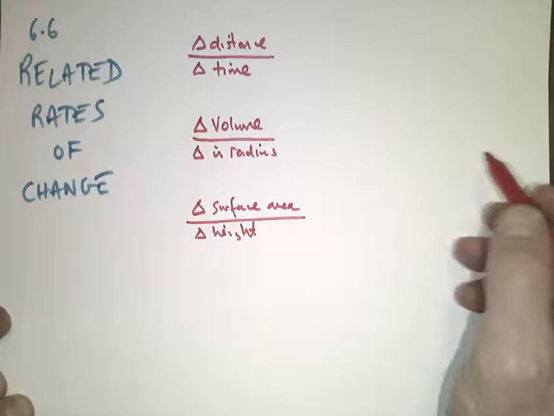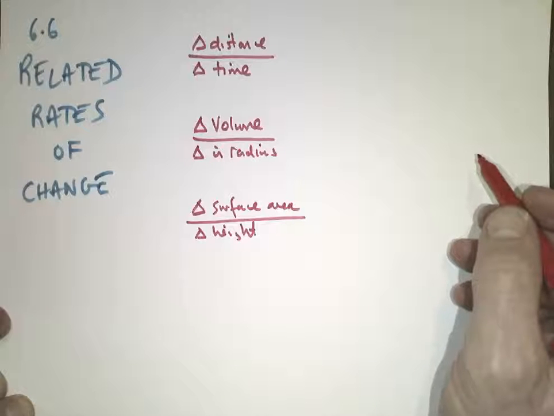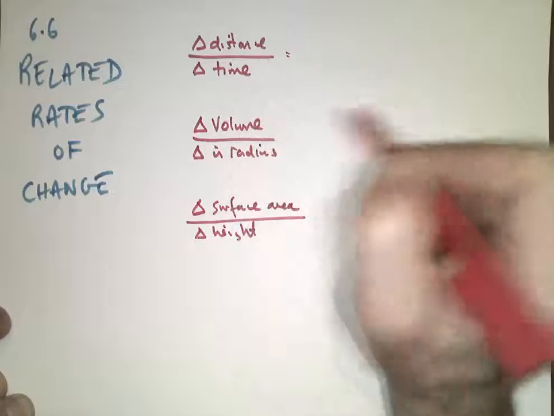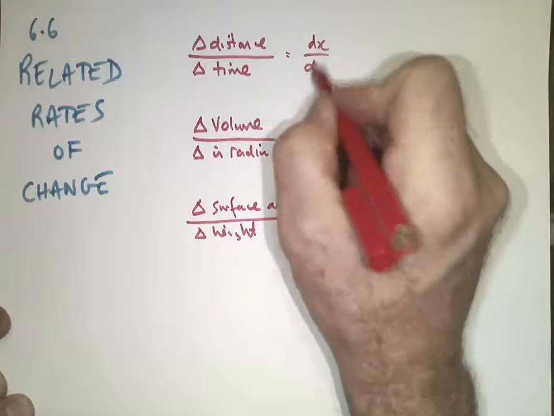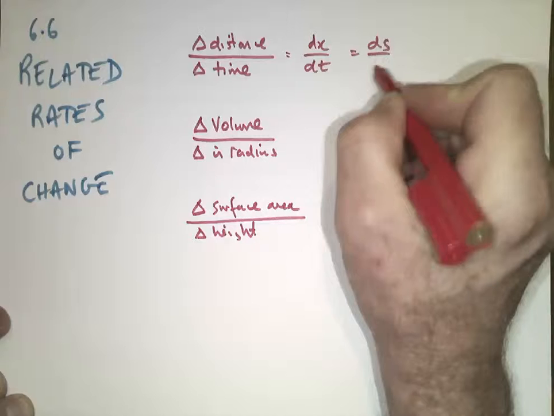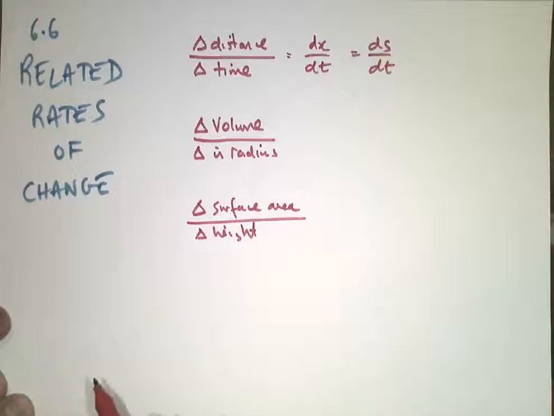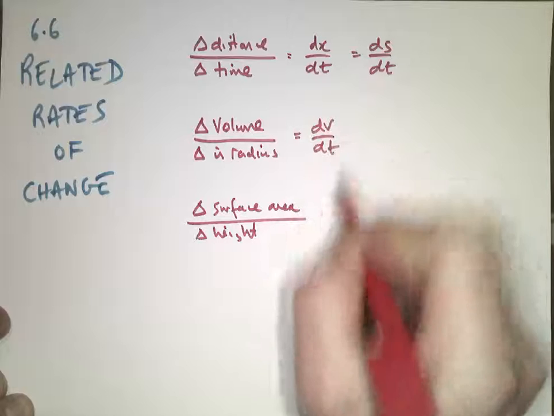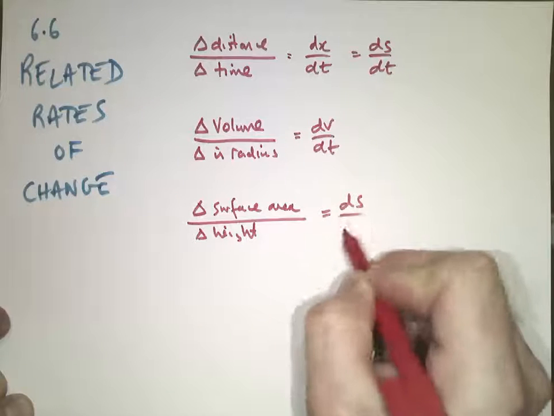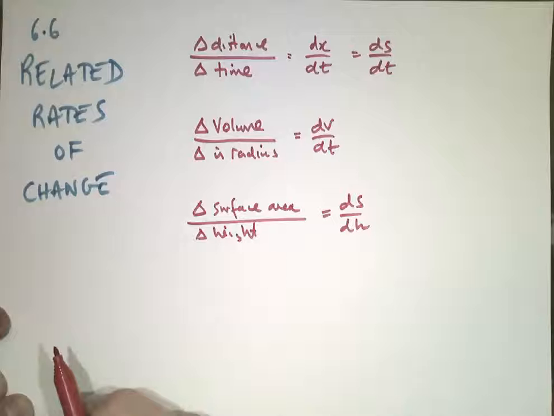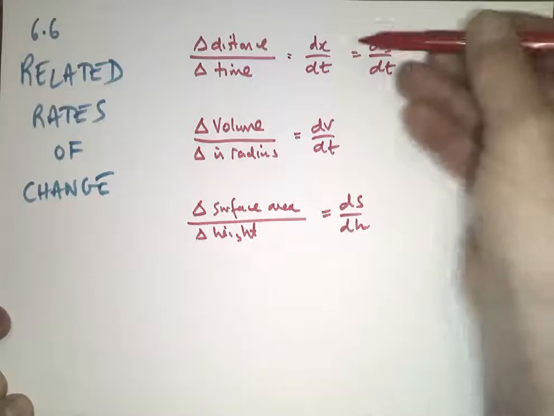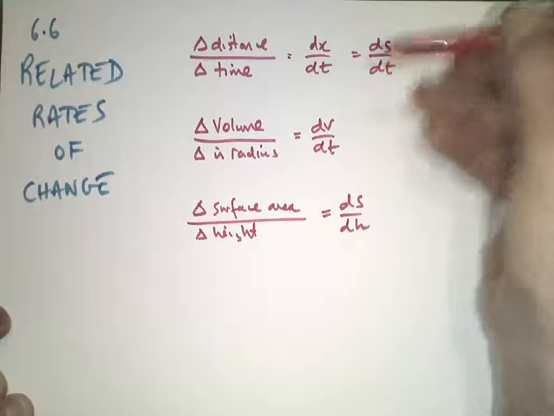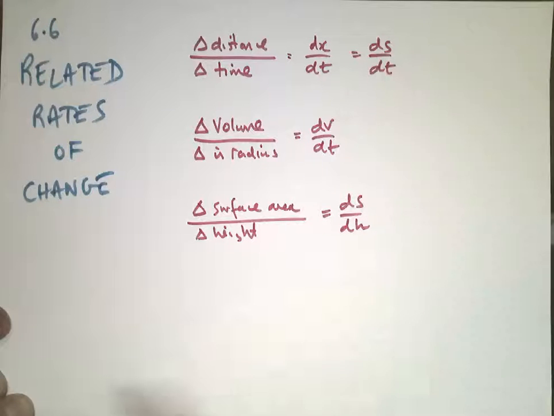Rates of change are where one variable changes with respect to another variable. The change in distance over the change in time, dx/dt, or sometimes ds/dt if s represents displacement. The change in volume with respect to radius, dV/dr. The change in surface area with respect to the change in height. All of these are rates because distance changes as time changes, two different variables changing, and the rate at which that change occurs is described by that rate.